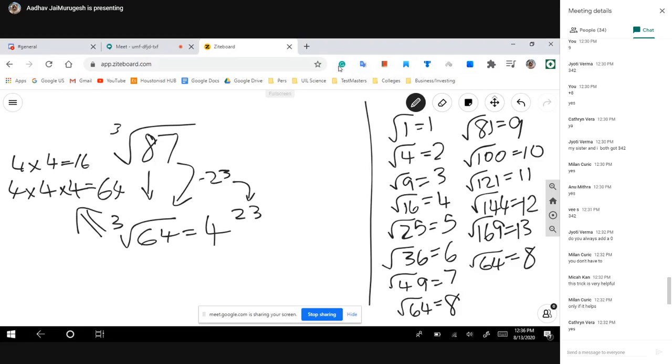Then what you're going to do is, and this part is especially confusing to some people.